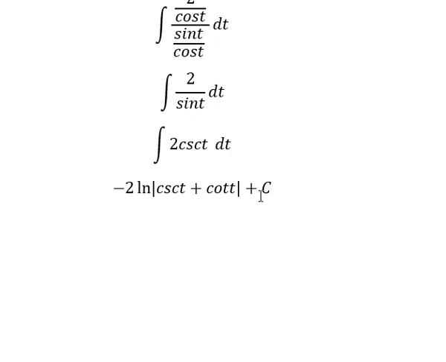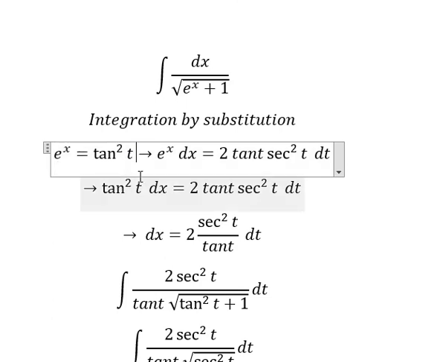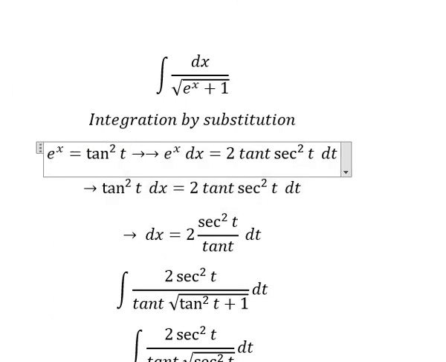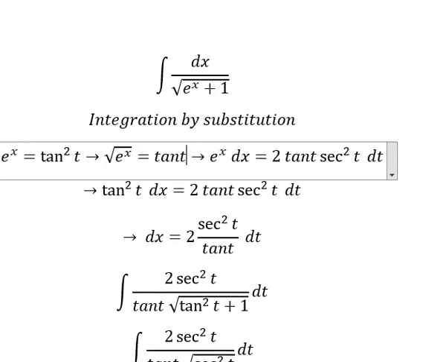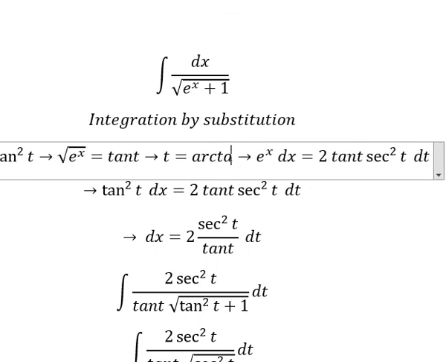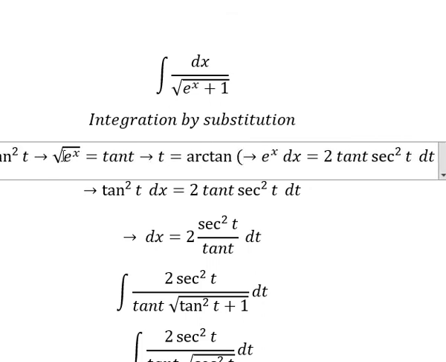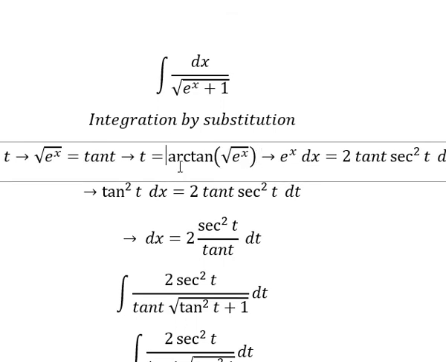About t, that is this one, so we put the square root on both sides. And we have t equals arctan of this one. So now I will put this one in for t.